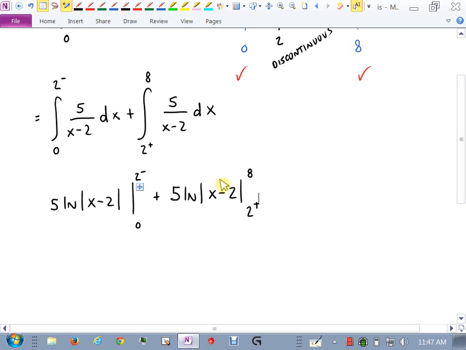Uh-oh. Plug 2 in. 2 into here, 2 minus 2 is going to give you 0, right? Natural log of 0, undefined. But what did we say natural log did as you approach 0? It goes to negative infinity, right? This is going to diverge, isn't it? So the whole thing diverges. I'm done.